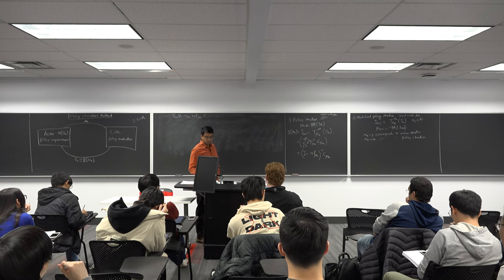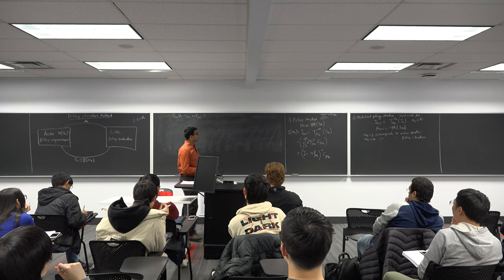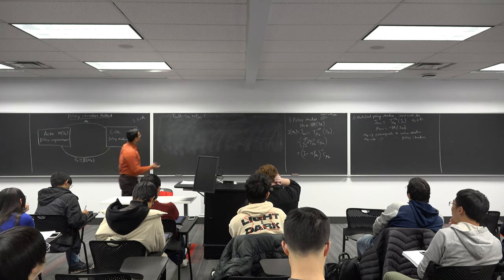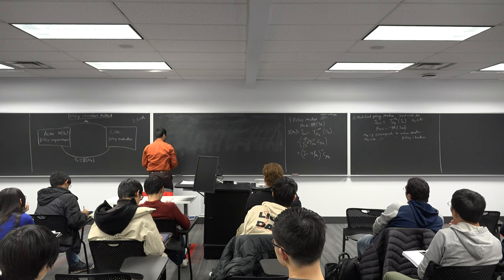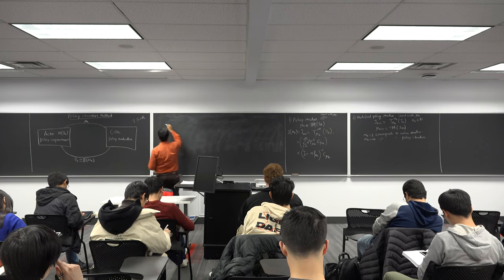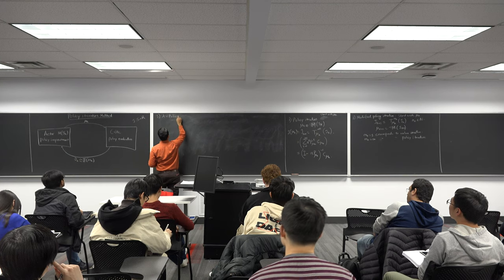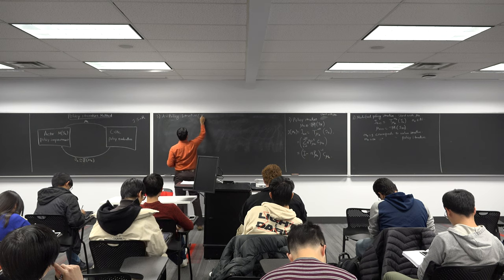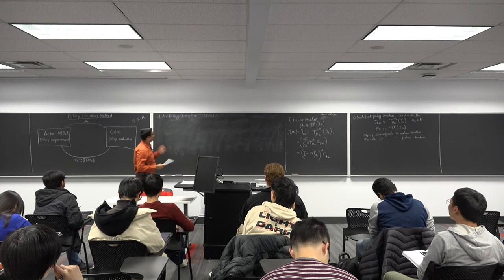Bertsekas gives some reference to this book, Neuro-Dynamic Programming. It gives some reference to some papers that talk about modified policy iteration. The third algorithm that I'm going to talk about is lambda policy iteration, and this will lead to an algorithm called TD lambda in the future.